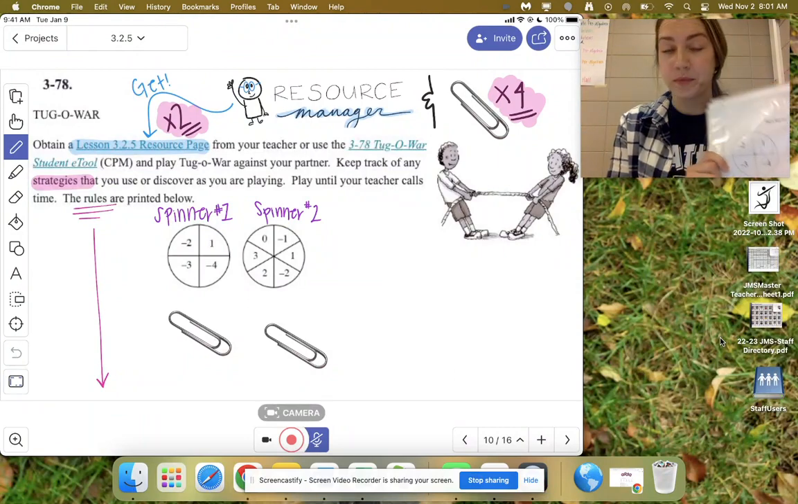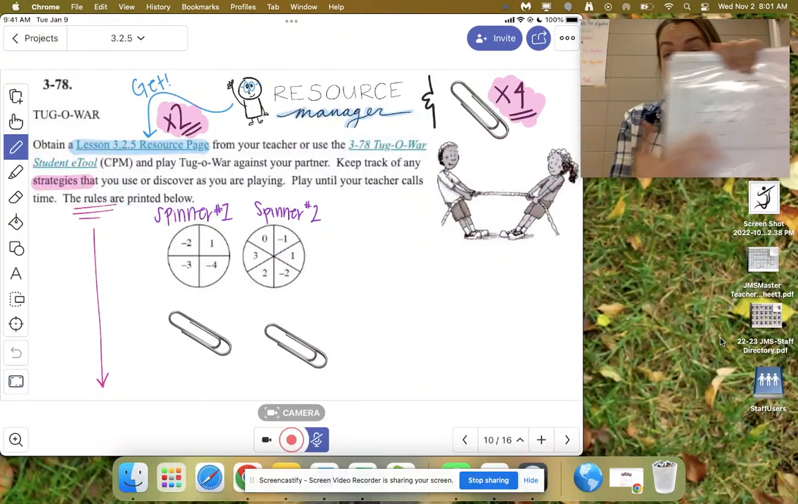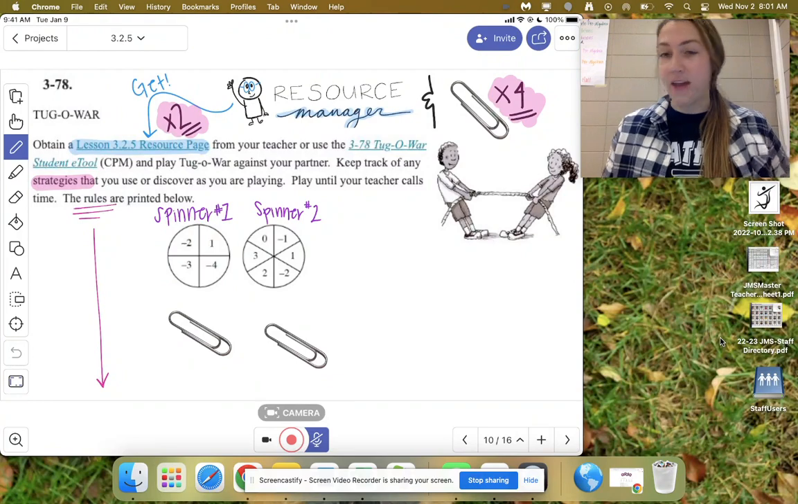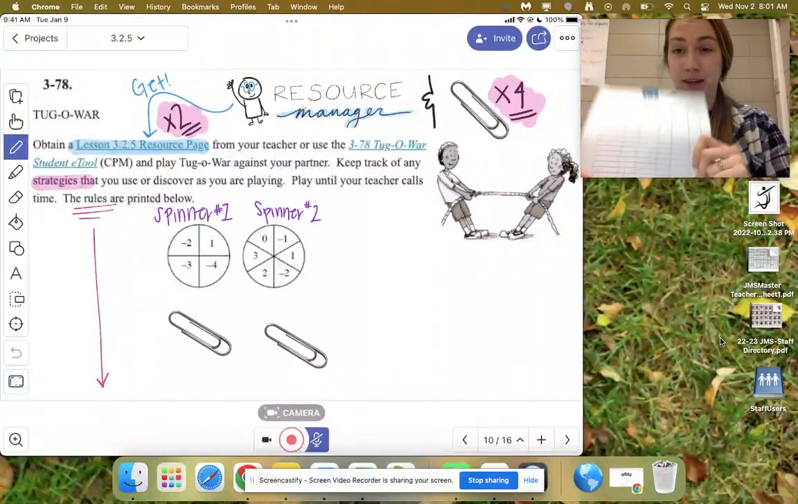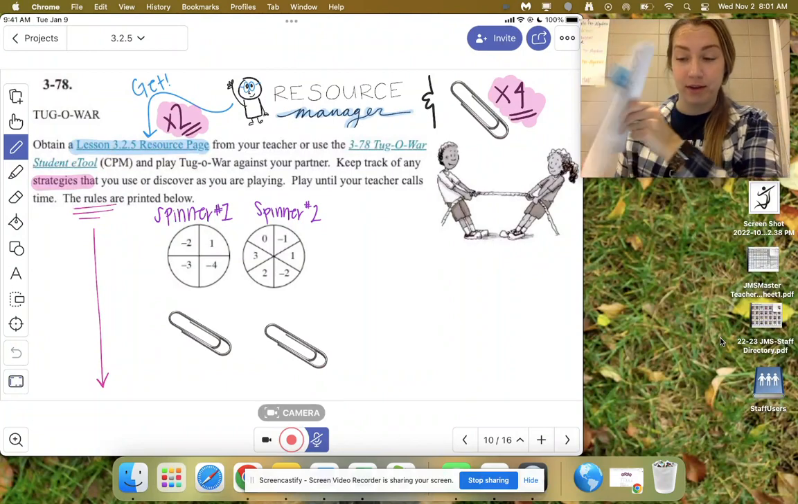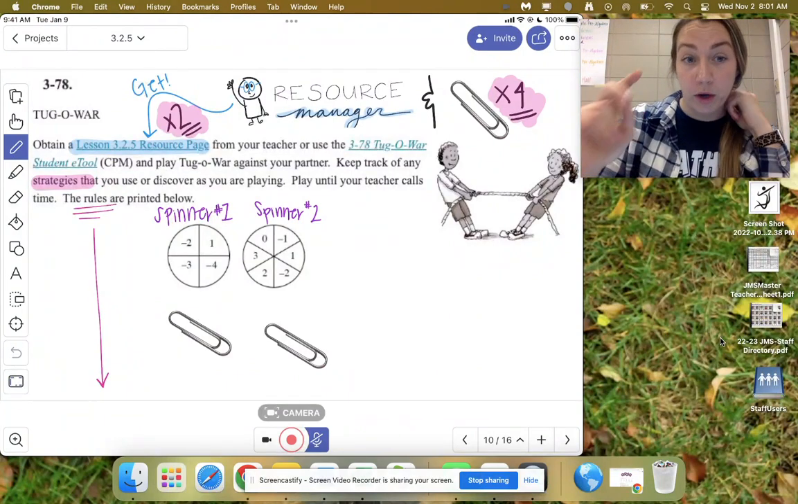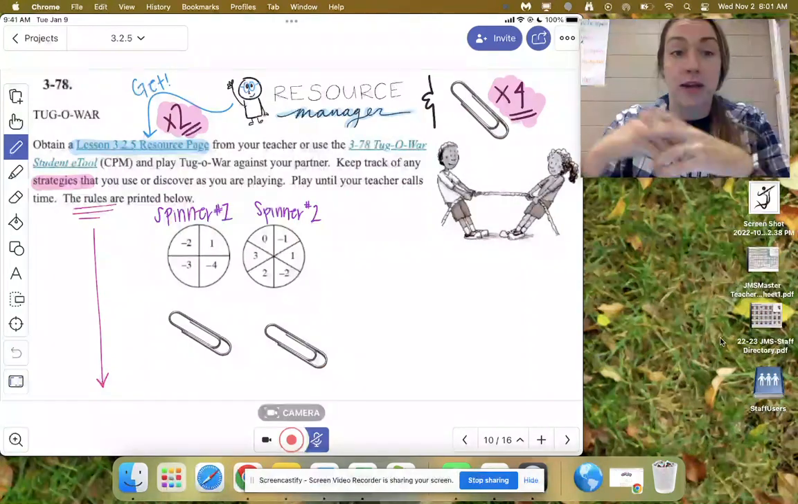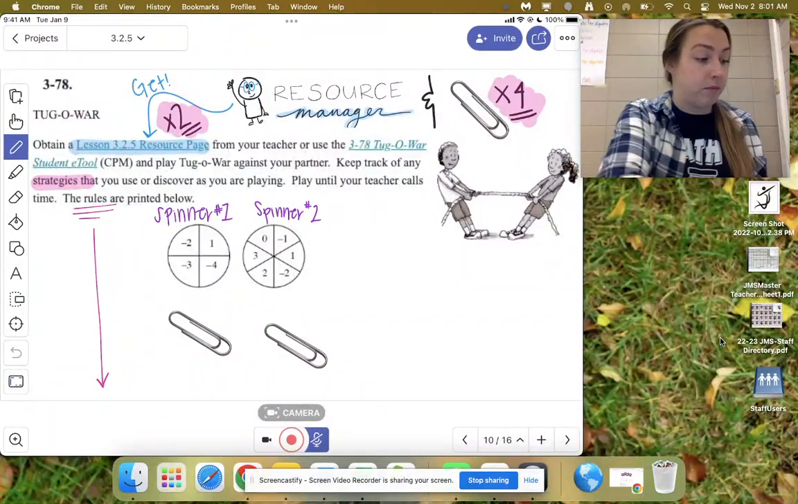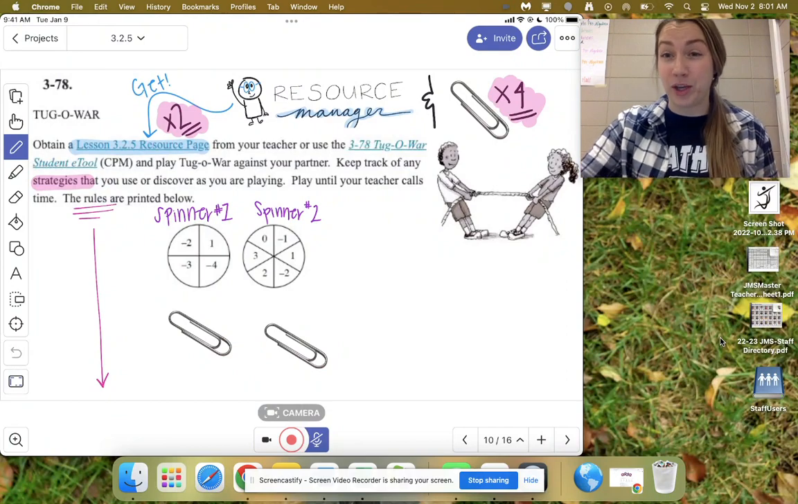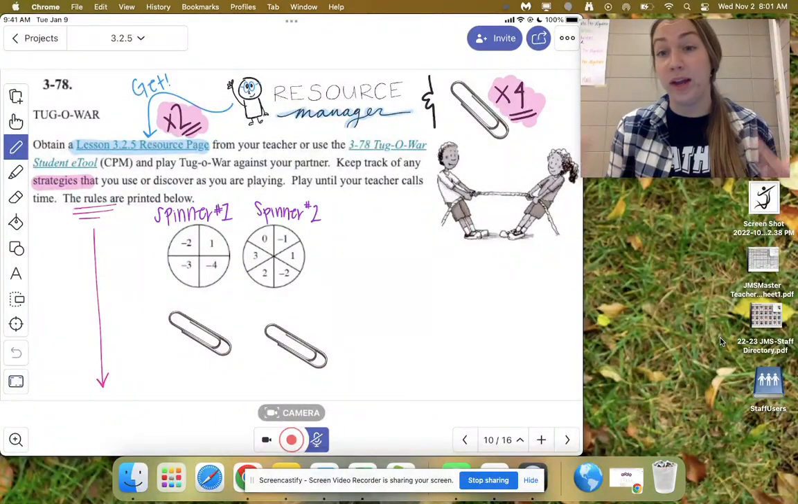So just 2. But you need one of these per partner, and each person is also going to need 1 of these. This is where you're going to record all of your stuff. You're going to keep track of the strategies that you're playing until the timer's up, and then you'll talk about strategies and things that you used in order to be successful or to win, if you do.